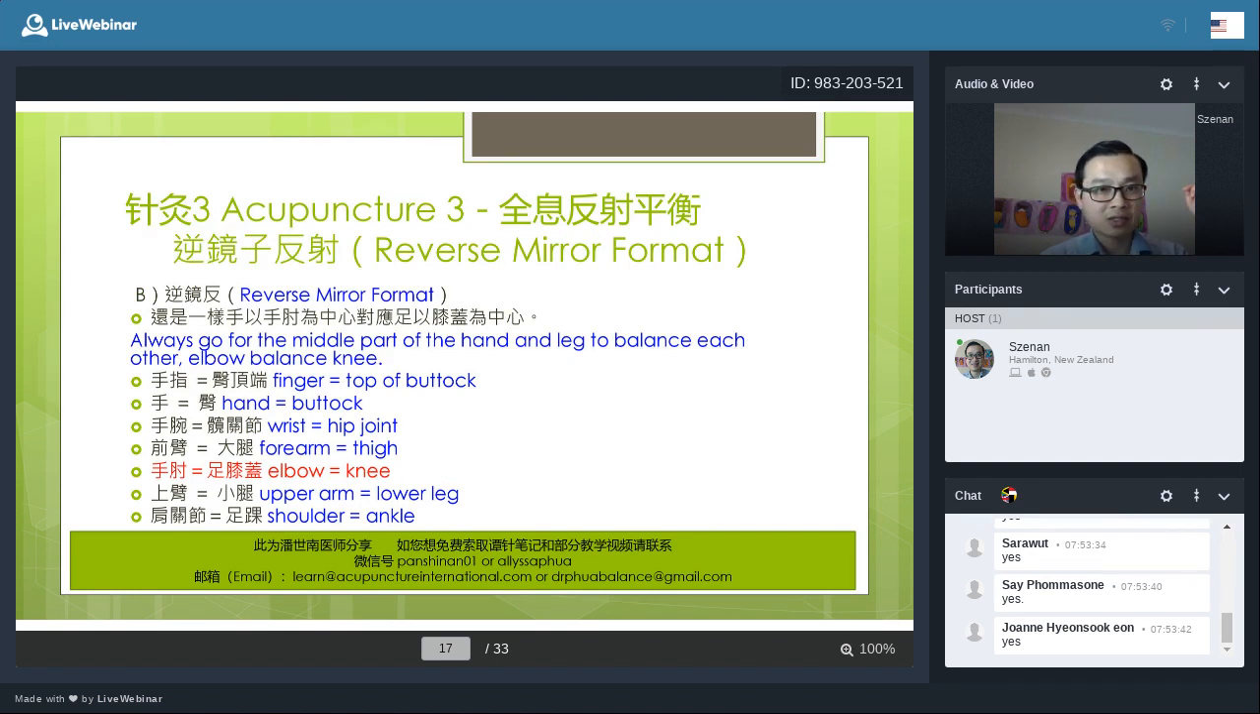Great. Now, reverse mirror. Okay, as you can see, elbow and knee never change, middle. It always balance each other. So when you treat patient, when patient come in front of you, before you put needle, you know the balance meridian already. You know sick meridian, and you know balance meridian. Now you're going to get the point. You're going to go to elbow and knee first. Locate the elbow and knee, and then find out the other point, how they balance it. Okay.